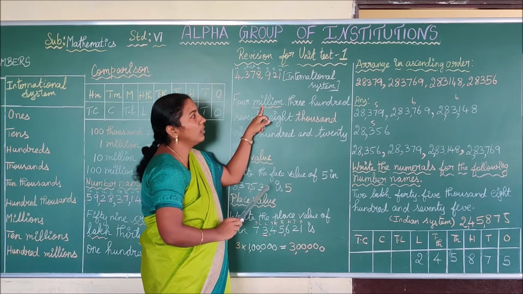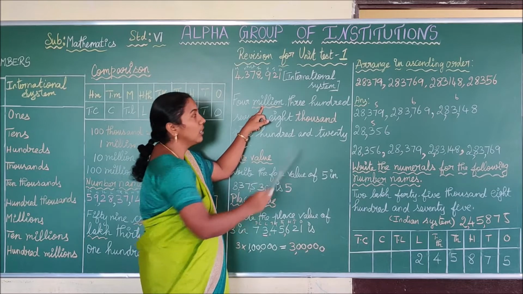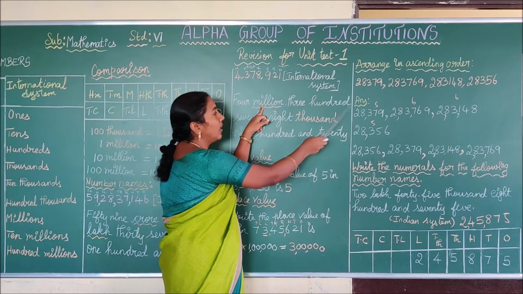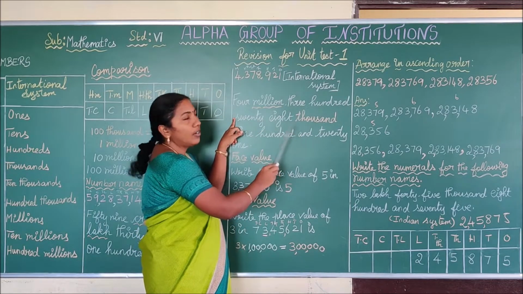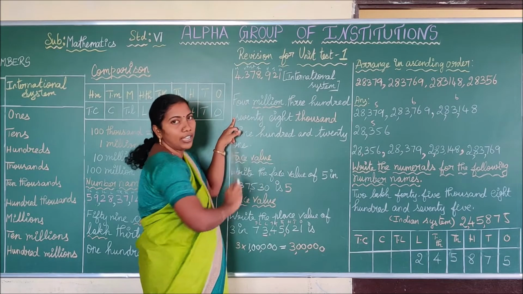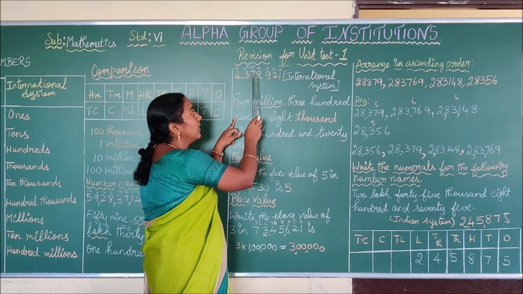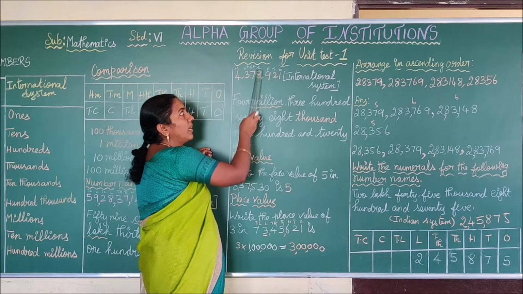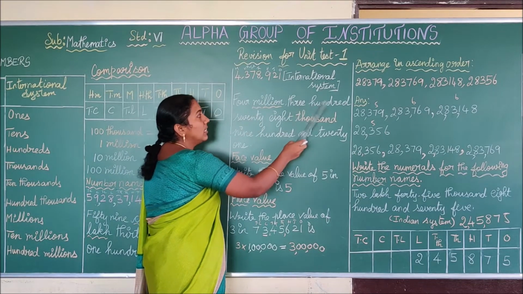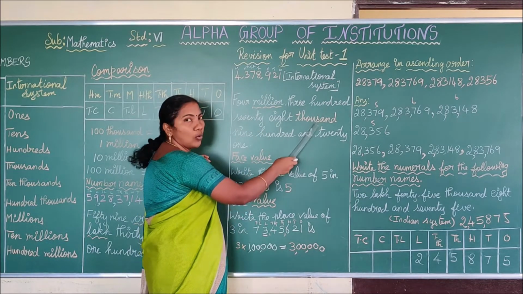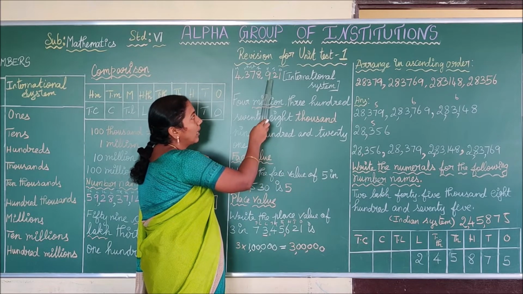One more important thing you have to notice here is don't write the conjunction. You have to write it as 378. Is it clear, children? 378. What is the place value of 8? 1000. So you have to write it as 378,000. And read the next number 921.